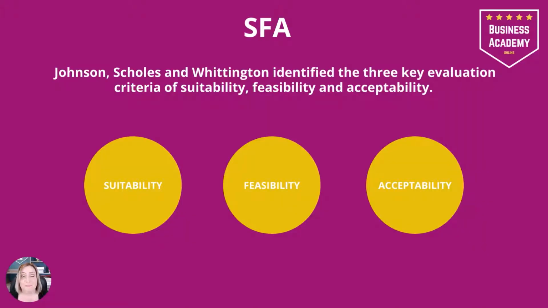So this is actually a model that hopefully you're aware of because it is a learning outcome in this course and therefore can be asked as a question. Suitability, feasibility, and acceptability is what I refer to as the SFA framework. And Johnson, Scholes, and Whittington were the ones that identified the 3 key evaluation criteria. So what we're going to do for this answer is to drill into each one of them.